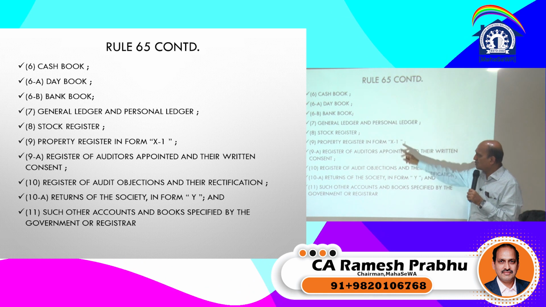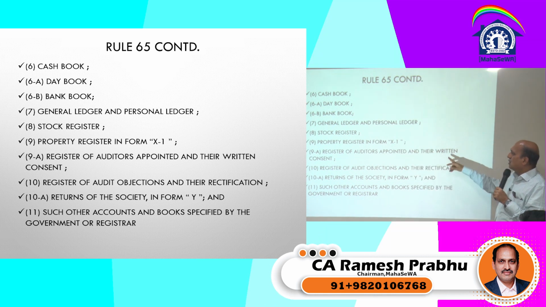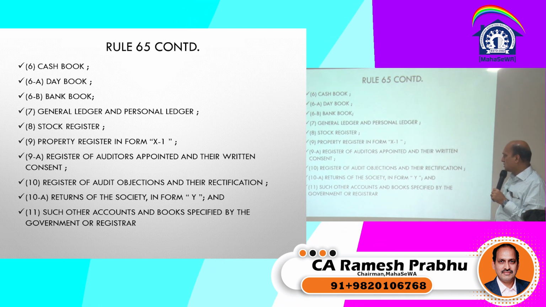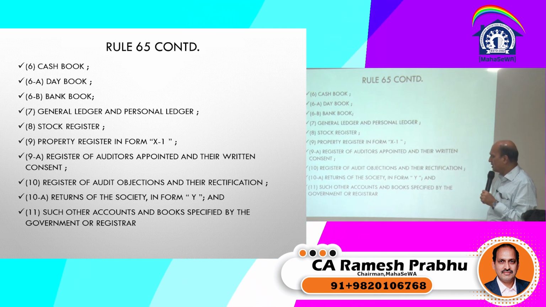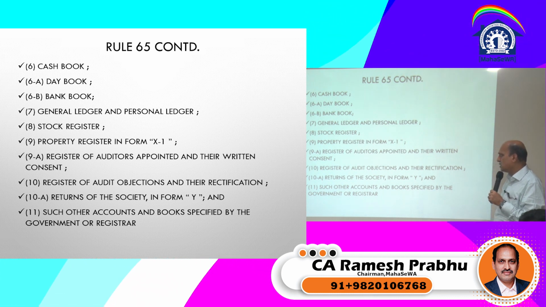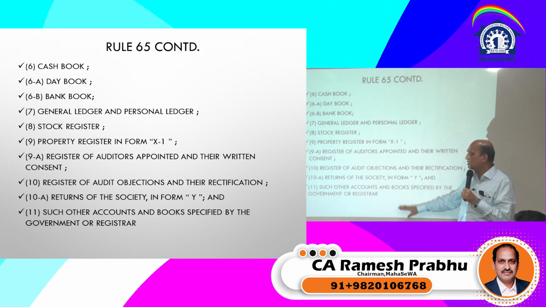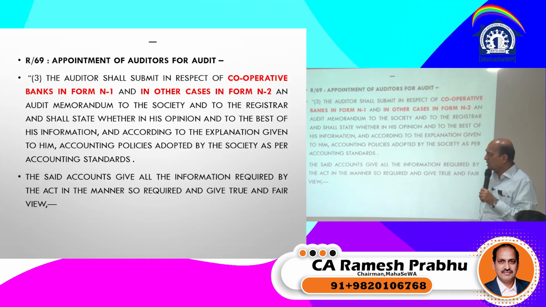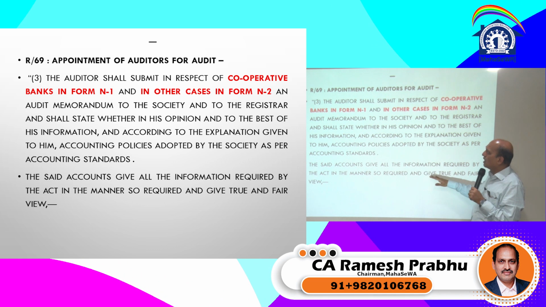See, property register X1 format is given. Register of auditors appointed and their consent, register of audit objections and rectification, returns of the audit in form Y, and such other accounts and books specified by the government or the registrar from time to time. All these books need to be maintained. As an auditor, we need to look into whether all this is done.